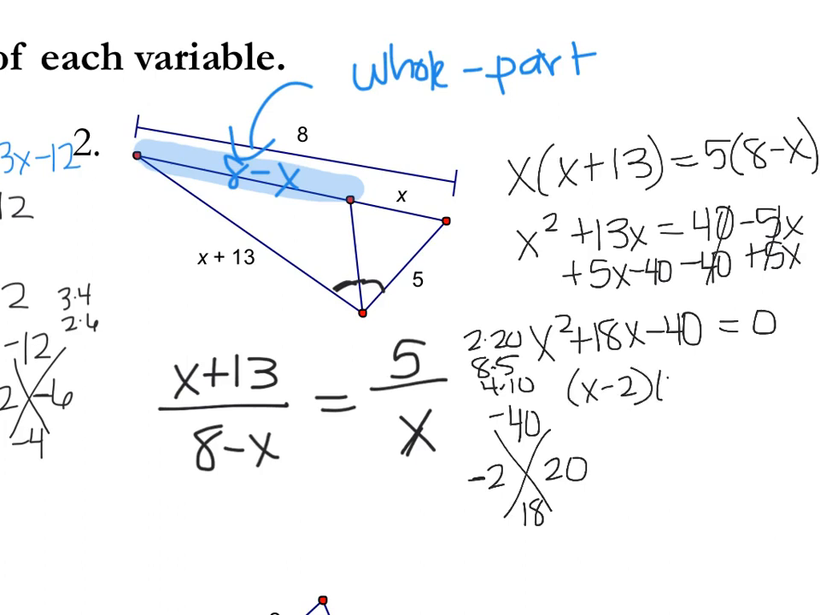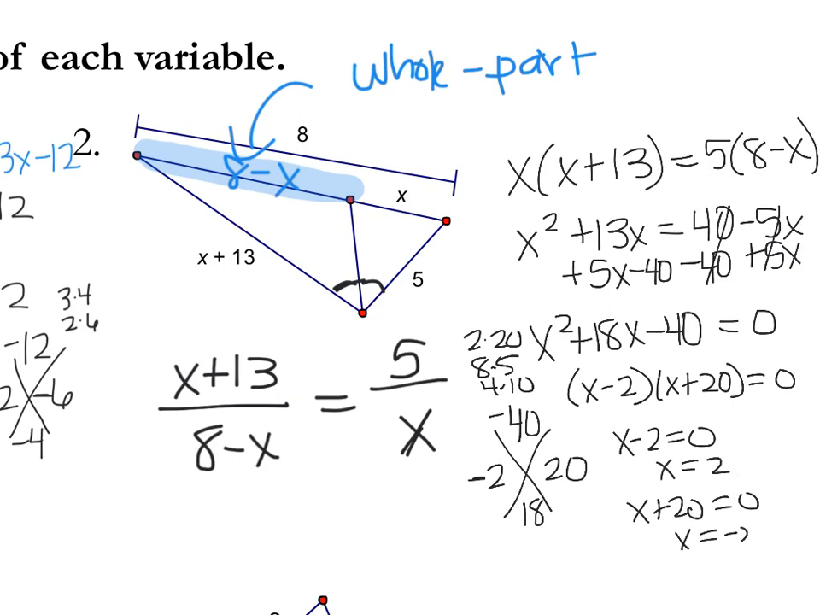So that's x minus 2 times x plus 20 equal to 0, which means x minus 2 equals 0, or x plus 20 equals 0. And you get x equals 2, x equals negative 20.